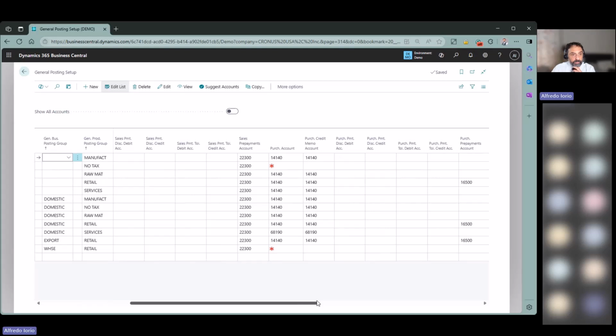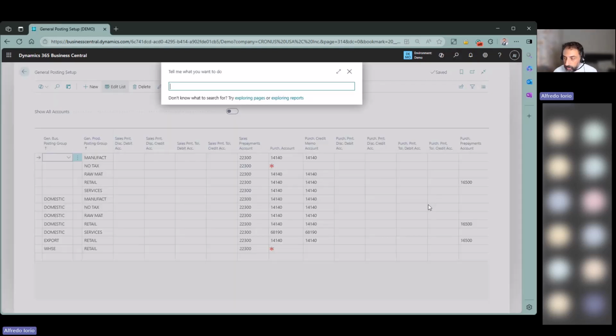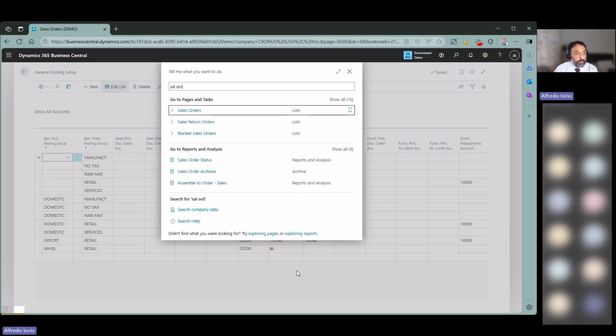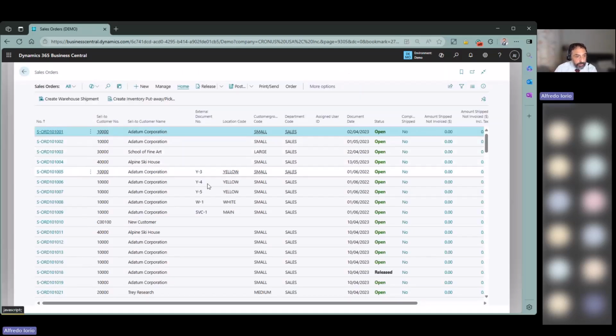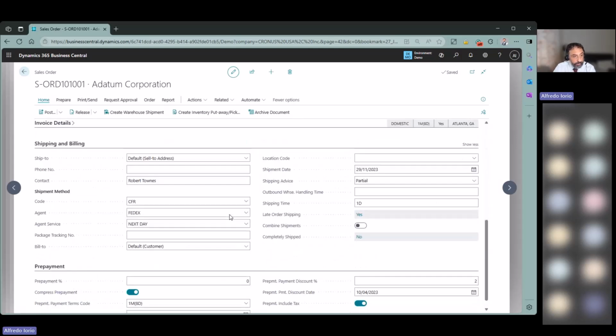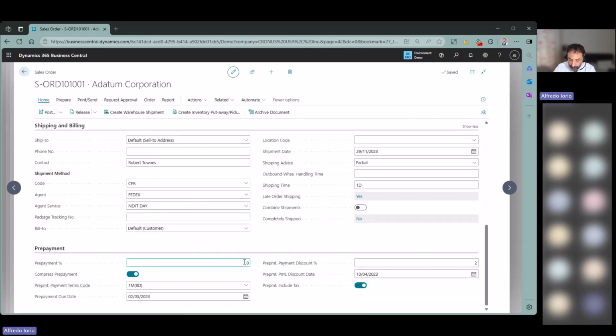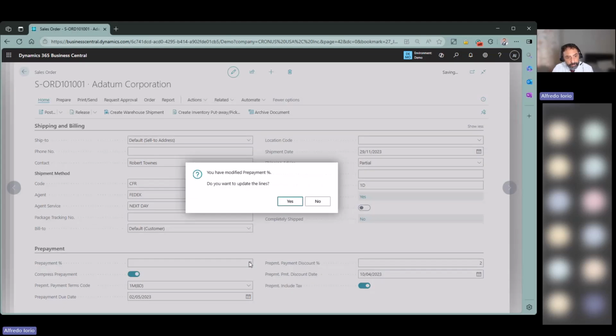Then we have the sales prepayments account, used when you issue a prepayment invoice, when you post the prepayment invoice. So if you go to a sales order, for example, prepayments are not available on sales invoices. And you look at the prepayments here. If I have a 10% prepayment, it will update the prepayment lines.